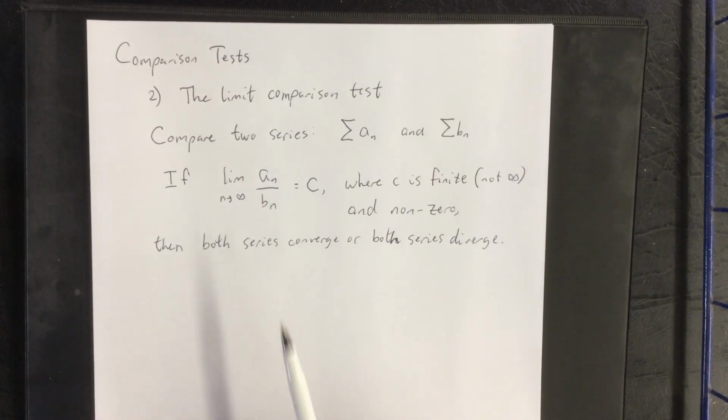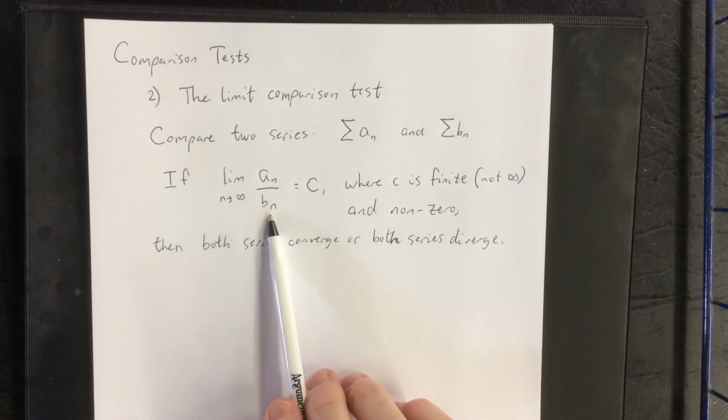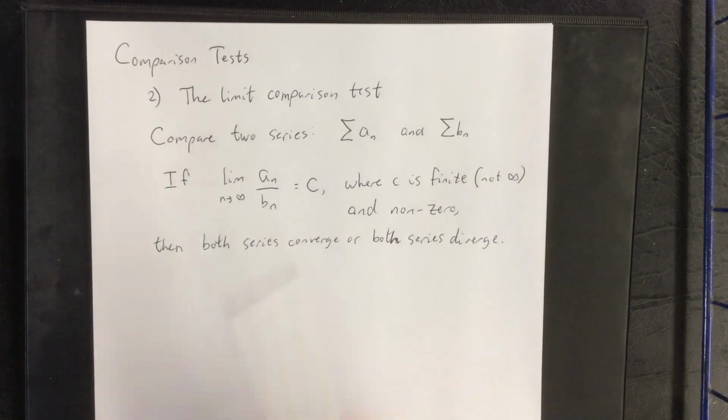The idea is, if this limit exists, that means that essentially both of the series are getting larger or smaller at the same rate. Now, if they're getting larger or smaller at the same rate, then that means that they will have the same level of convergence. They will either both converge or they will both diverge.